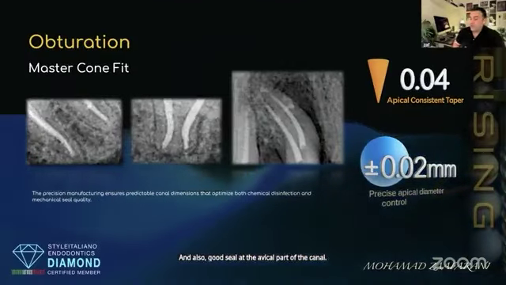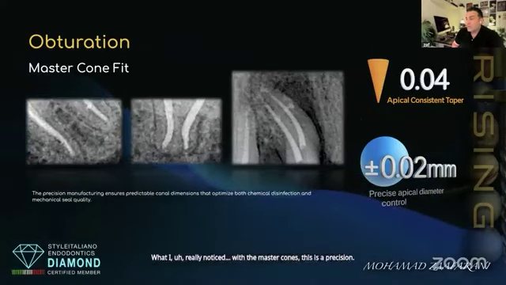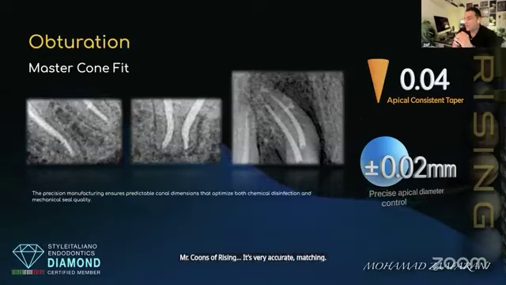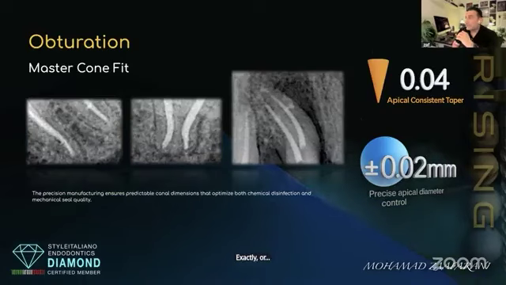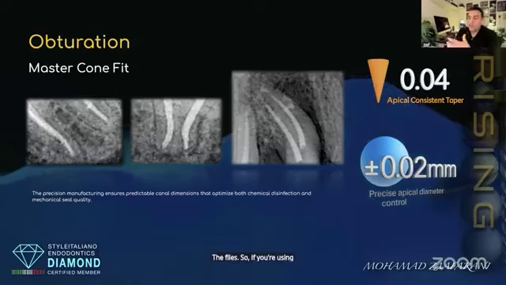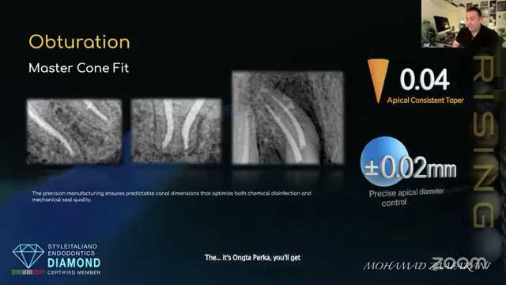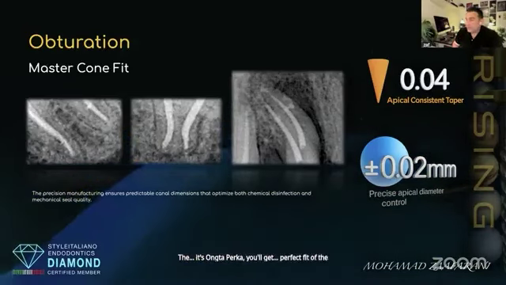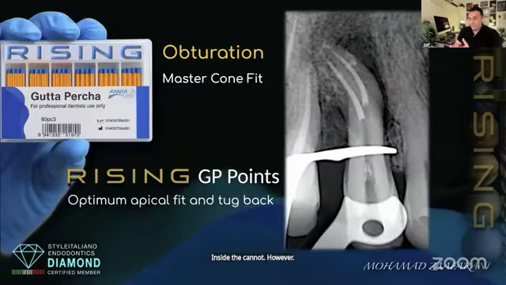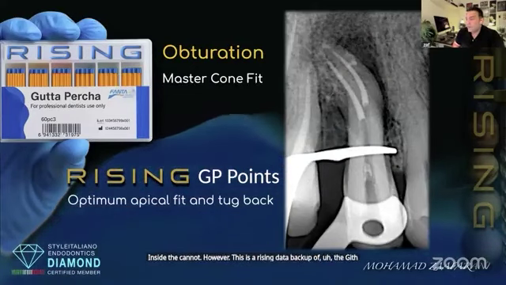What I really noticed with the master cones is the precision. Master cones of Rising are very accurate, matching exactly or more precisely the files. So if you're using the R2 or R3 and you're using its own master cone, you'll get a perfect fit of the master cone inside the canal. However, this is the Rising master cone of the Rising system.